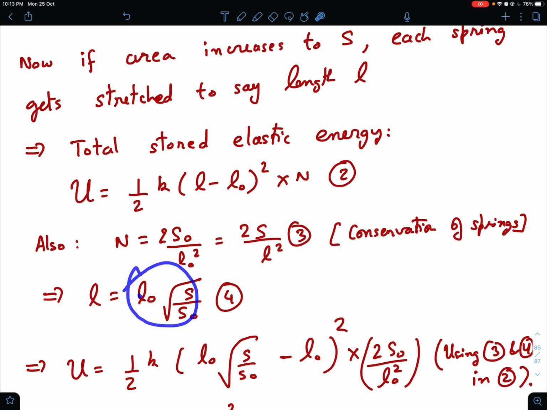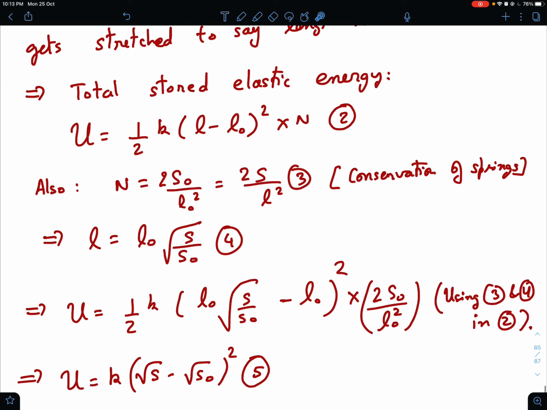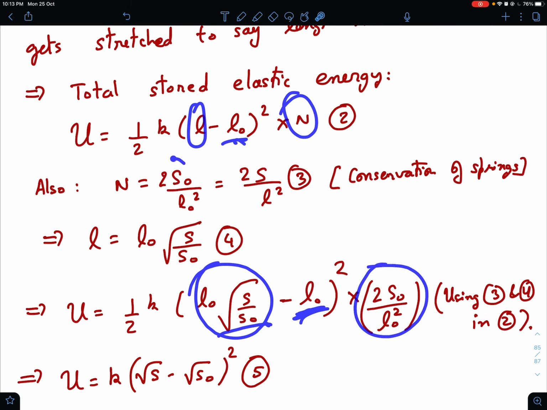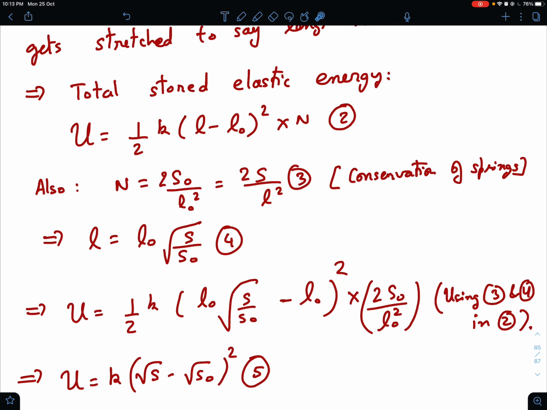So we can put L in terms of L naught, okay, L can be substituted in terms of L naught, and N can be put also in terms of S naught by L naught square. So just substituting this, instead of L I put L naught into root of S by S naught minus L naught, this comes as it is, and then N I have written as 2 S naught by L naught square, okay.